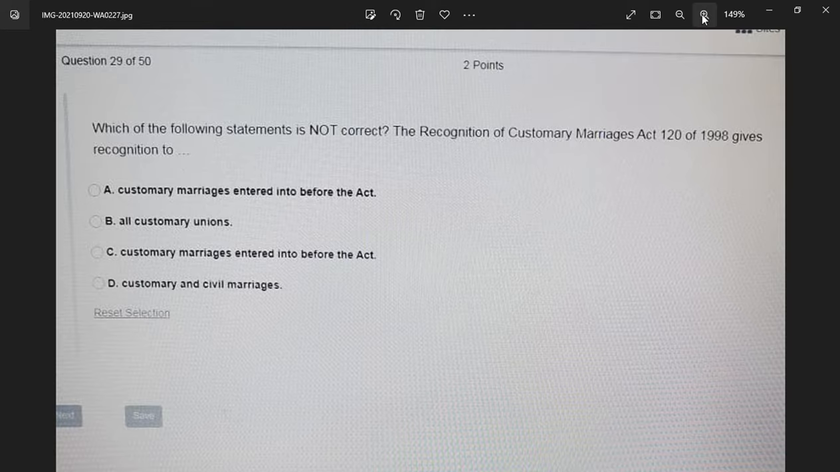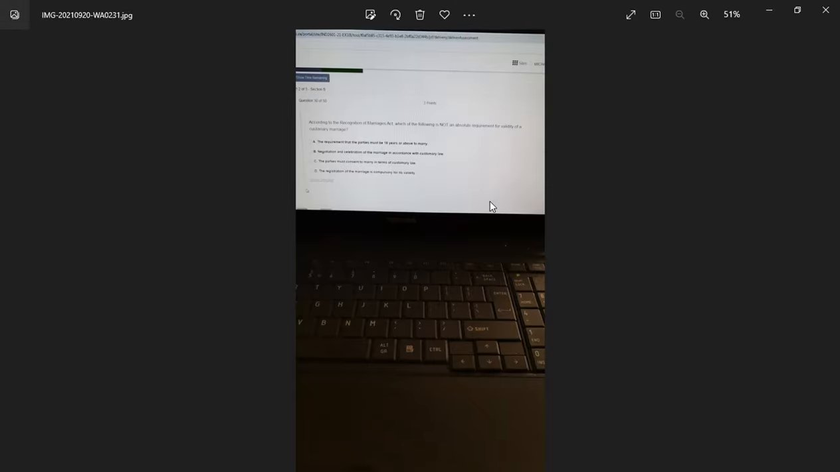29. Which of the following statements is not correct? The Recognition of Customary Marriage Act 120 of 1998 gives recognition to. You're just simply going to pause the video, look for the answer, then you go to the next one, you pause it, look for the answer, just like that.